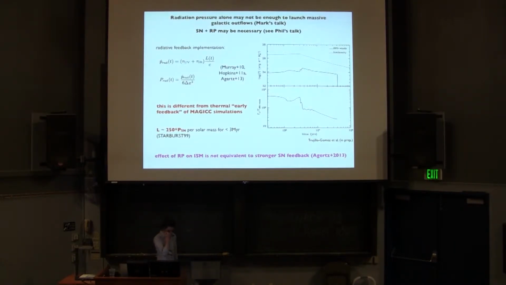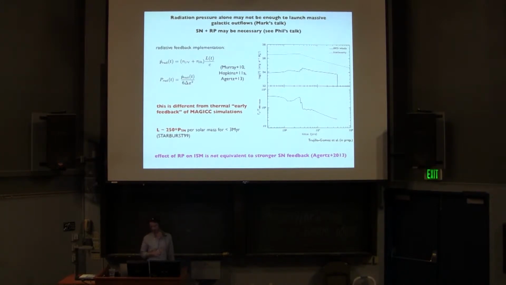So here's how we decided to look at this problem in AMR simulations at very high resolution. Here's how we put in the radiation pressure. I won't get into the details very much, but just tell you that this is constrained by stellar evolution models. So there's basically no free parameters. We're in the momentum conserving regime, so we're putting in the minimum amount of momentum possible. And again, this is very different from the early thermal feedback that the MAGIC simulations use, because we're putting it in the form of pressure and not thermal energy.